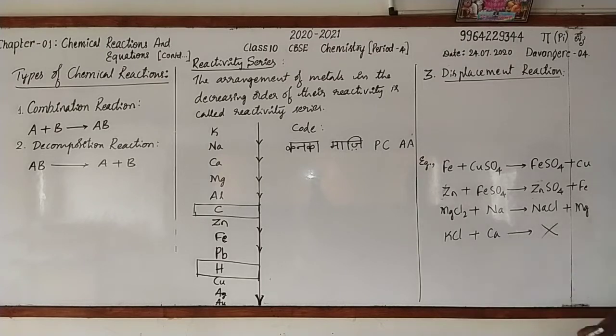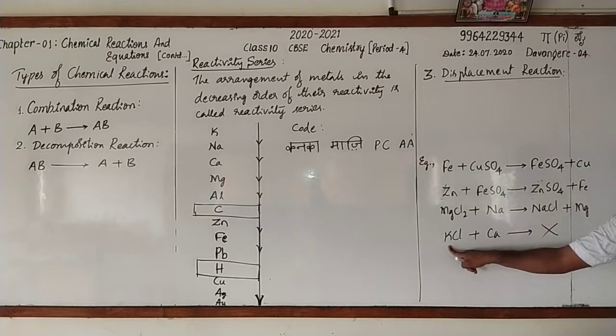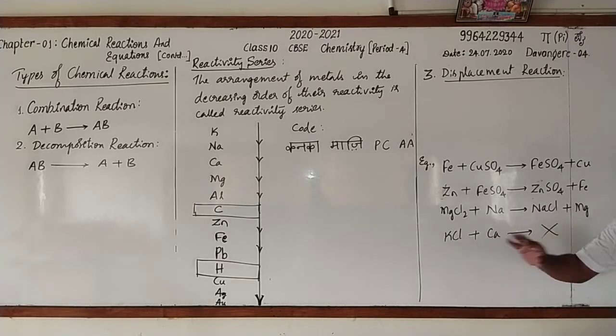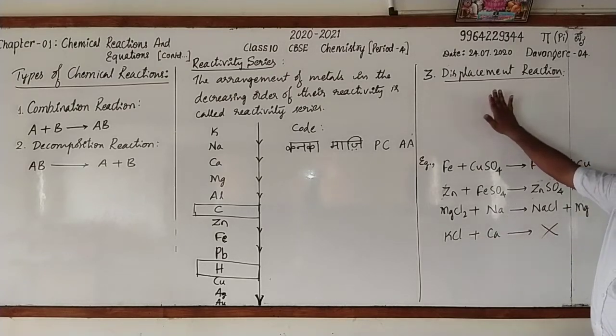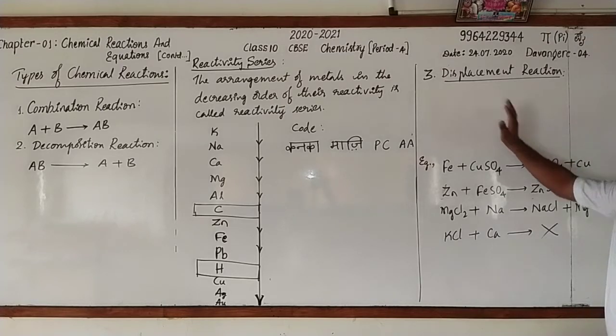Not at all possible. Why? Because calcium is less reactive than potassium, or potassium is more reactive than calcium. Hence, potassium cannot be displaced by calcium. Hence, no reaction takes place. Clear? So now I'll go for writing the definition of displacement reaction.